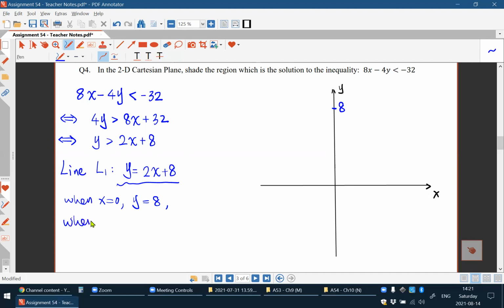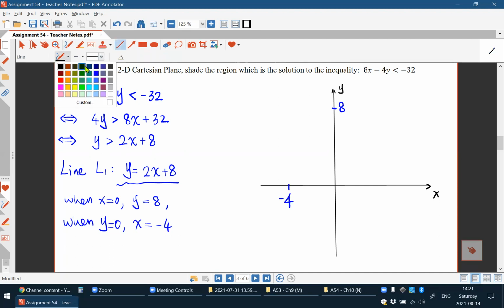Okay, next, let's find its x-intercept. This means when y is 0, x is -4, right? So this line also passes through (-4, 0). Okay, and now we can draw this line by connecting these 2 points. So this is the boundary line.